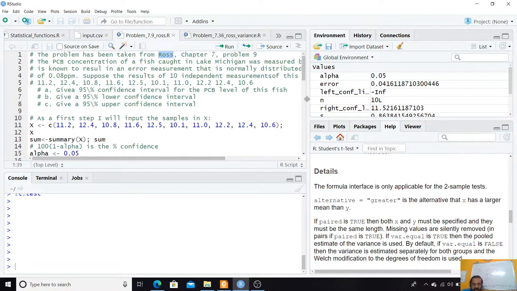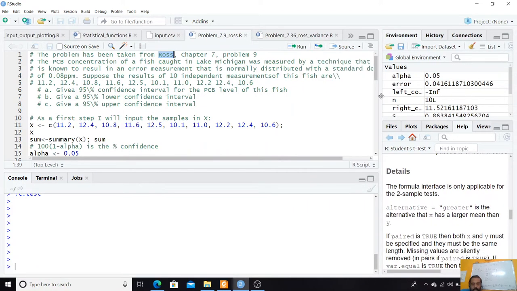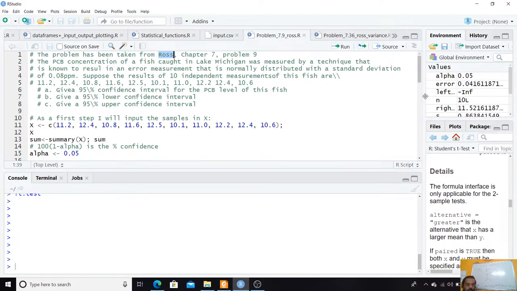It says that the PCB concentration of a fish caught in a lake was measured by a technique that is known to result in an error measurement. So the PCB concentration is that of a toxin. And as our water bodies get polluted, fish are known to uptake a lot of this pollution, including heavy metals. And when we consume the fish, we ourselves end up getting those high, not lethal, but those doses. And we have to deal with the consequences. So in this case, it is a PCB concentration of a fish that they're trying to measure.